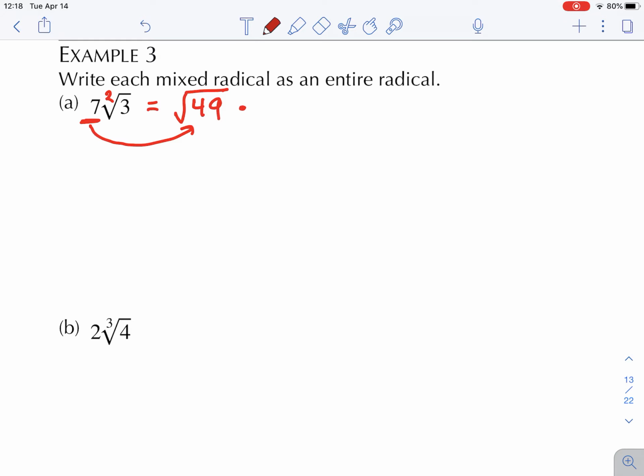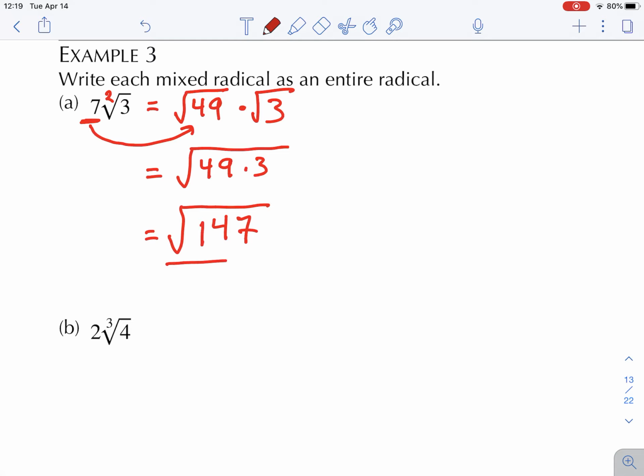And so the 7 becomes the square root of 49, and the square root of 3 remains the square root of 3. Then we can put these two together to get the square root of 49 times 3. And 49 times 3 is equal to 147. And there's our entire radical.